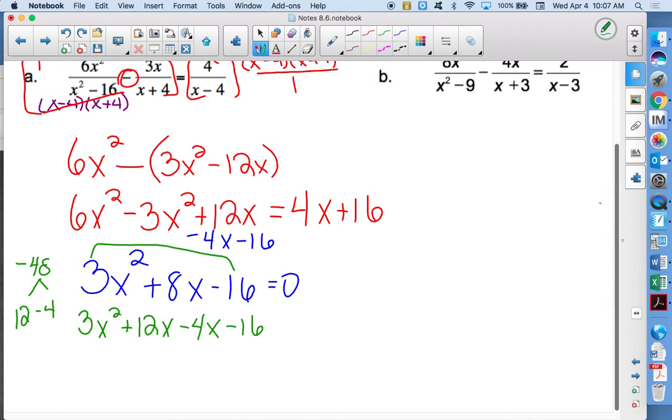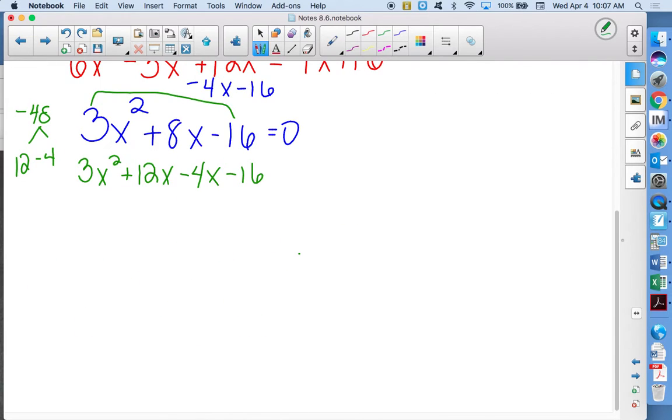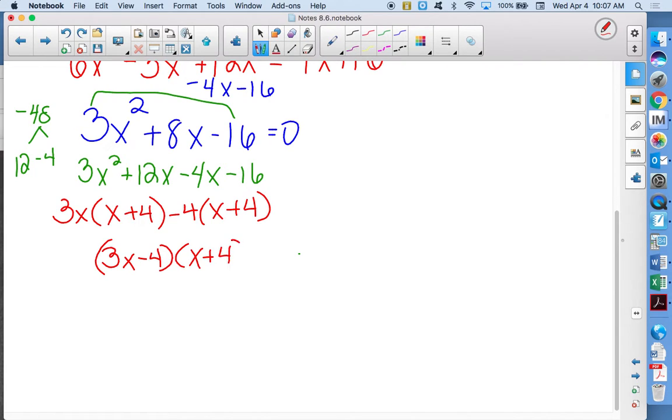And then you look at what you have. You take out what the first pair of terms have in common, and you take out what the second pair of terms have in common, so this will be pulling out a 3x, pulling out a negative 4, and then grouping those front pieces together. So we have 3x minus 4, and then x plus 4. So that's AC grouping. Once you have it factored, solve each one of those.